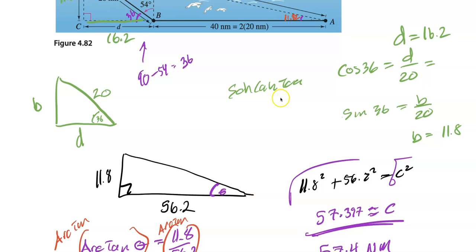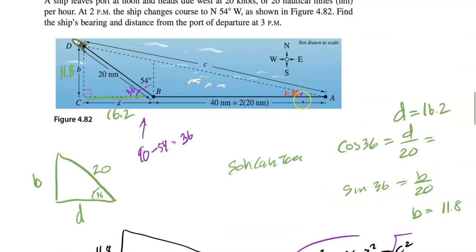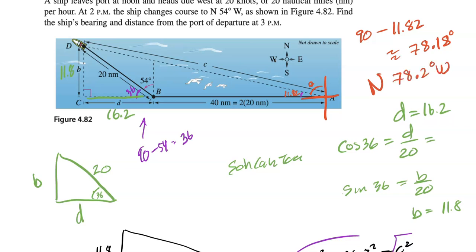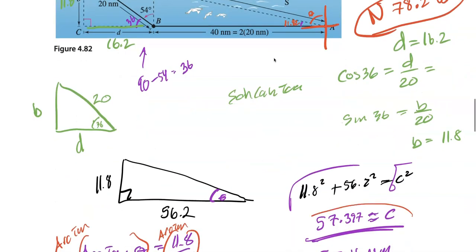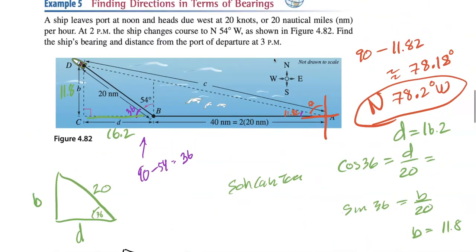11.82. But remember, with nautical miles, if I want to give a bearing, you don't go from the horizon up, you go from north or south. So what we want to find out is what this angle is. So we're just going to do 90 minus 11.82, and we're going to get approximately 78.18. And that's going to be at a heading of, we're starting north and we're going west. See here, we started north, we go west. So we're going to go north 78.2 west. That's our bearing, and these are the nautical miles we traveled. So that's how bearing works.